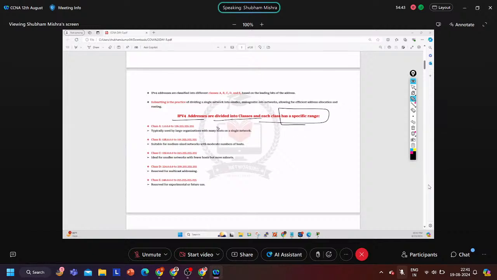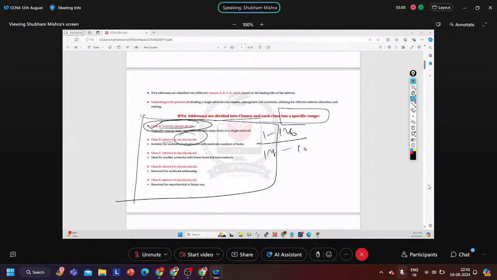Now, IPv4 addresses are divided into classes and each class has a specific range. So you have to remember this. I already mentioned these things here. So this is class A and this is the range of class A: 1 to 126. Class B range is, guys, 128 to 191.